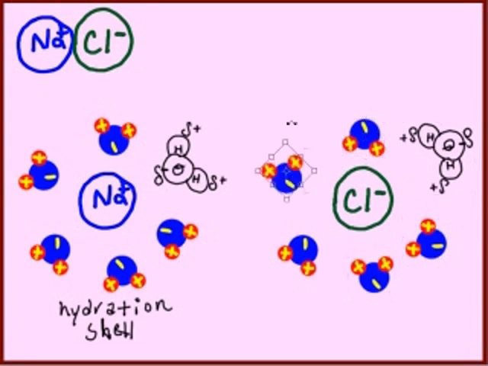So here we're orienting the partial positive hydrogens towards the chloride anion. And now we have a hydration shell around chloride. And this is what happens when salt is dissolved in water. The first thing that happens is that the two ions, the sodium cation and the chloride anion, separate from one another. And that separation is called dissociation.